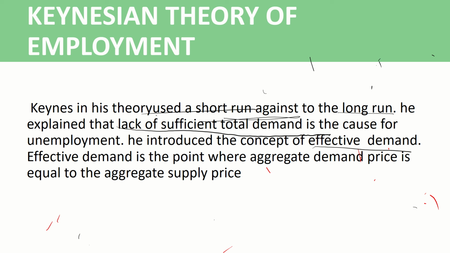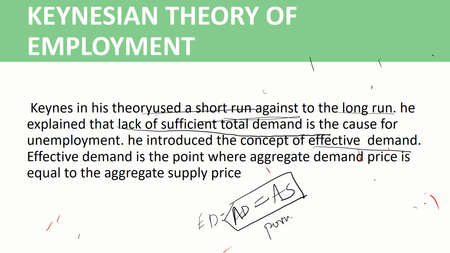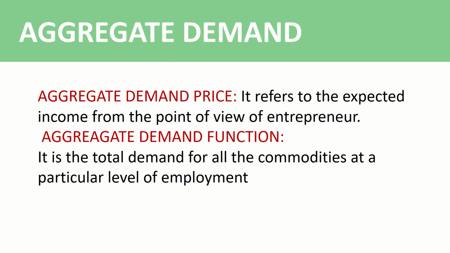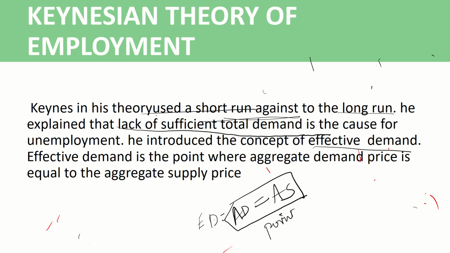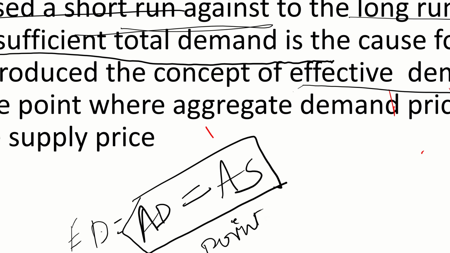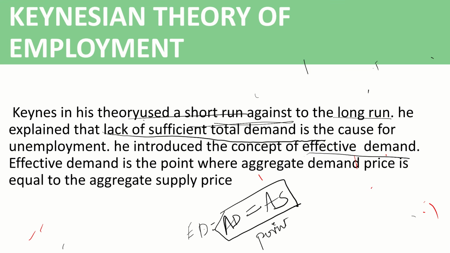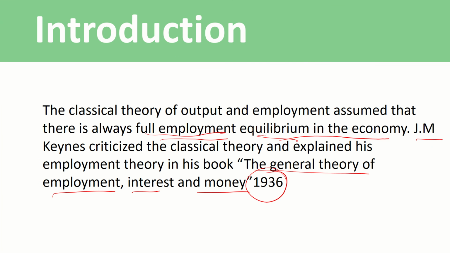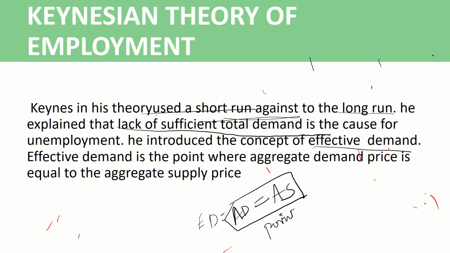And what is effective demand? Effective demand is where aggregate demand is equal to aggregate supply. It is a point of equilibrium where aggregate demand is equal to aggregate supply. That is called effective demand according to Keynes.